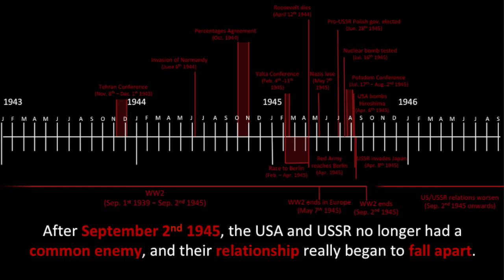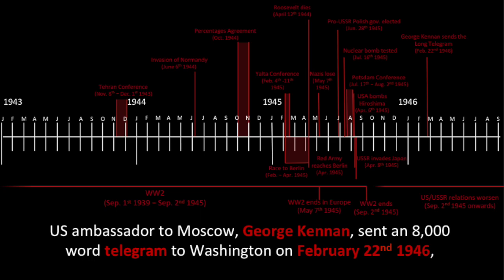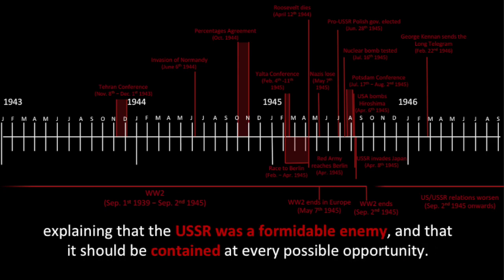After September 2nd, 1945, the USA and USSR no longer had a common enemy, and their relationship really began to fall apart. US Ambassador to Moscow, George Kennan, sent an 8,000-word telegram to Washington on February 22, 1946, explaining that the USSR was a formidable enemy, and that it should be contained at every possible opportunity.